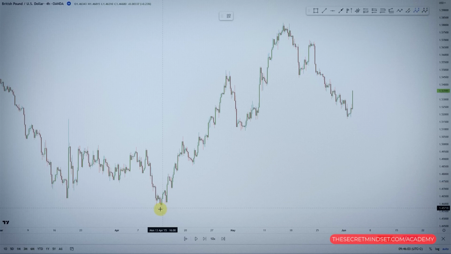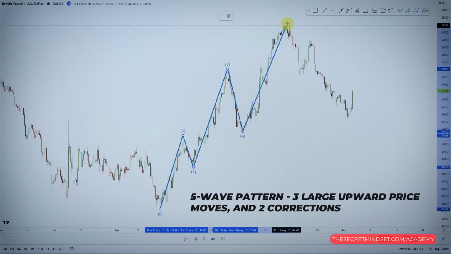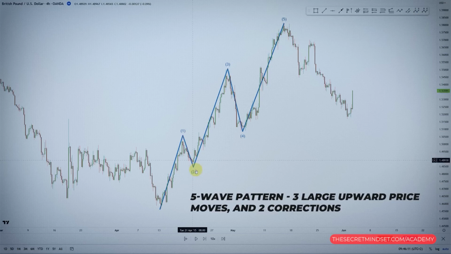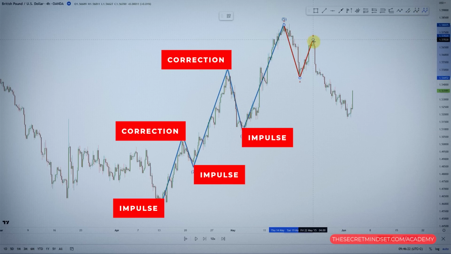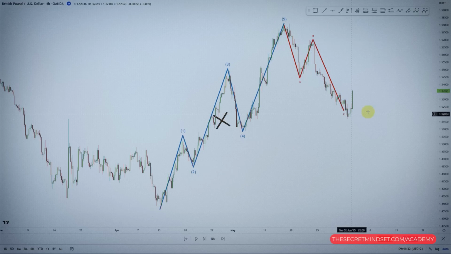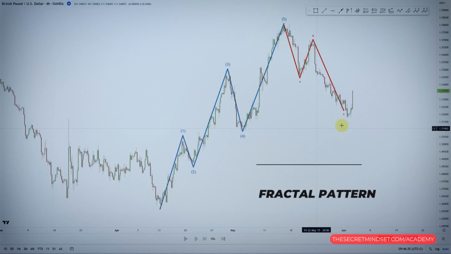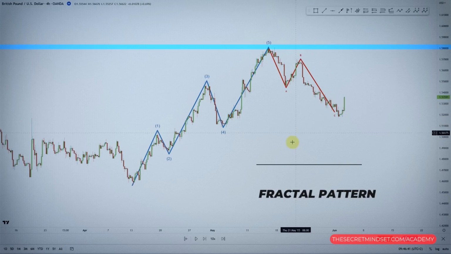Elliott found that when an uptrend is underway, it typically has 3 large upward price moves and 2 corrections. This creates a 5-wave pattern: impulse, correction, impulse, correction, and another impulse. The uptrend is then followed by 3 waves lower, an impulse down, a correction to the upside, and then another impulse down. These waves are labeled A, B, and C. Elliott also found that these movements are fractal, meaning the pattern occurs on both small and large timeframes.